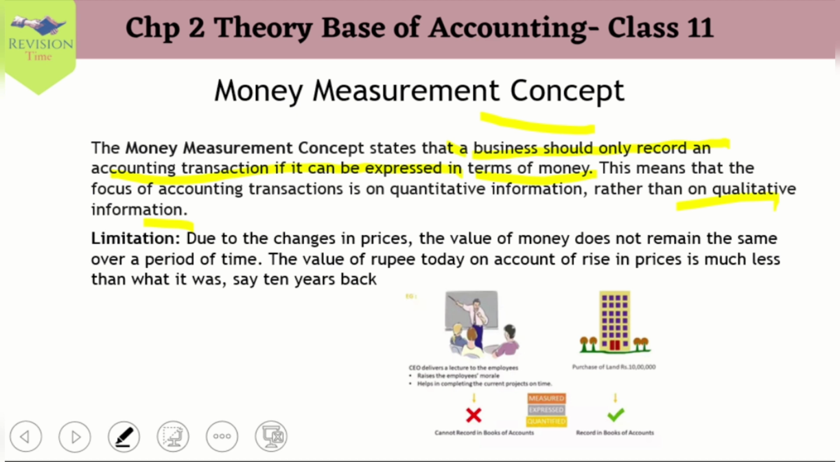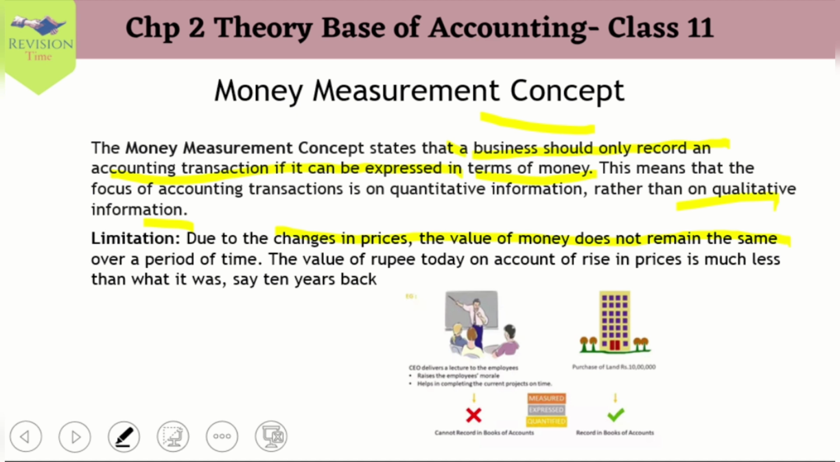And here we have one limitation: with changes in price, the value of money does not remain the same. Whatever building you have purchased today, it is highly impossible that the price tomorrow, or after 6 months or 1 year, will be the same. It will be different. So this concept ignores the time value of money, because as and when the transaction occurred, it is recorded at the same value.